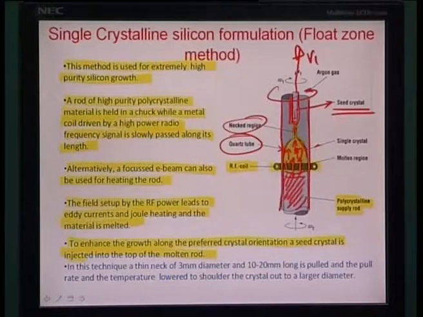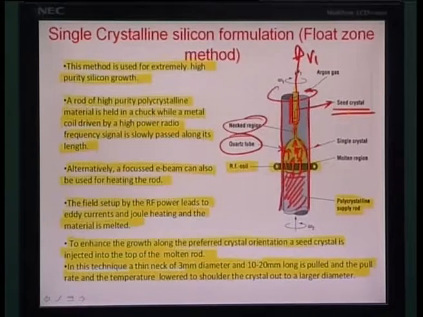molten rod, and in this technique a thin neck of 3 millimeter diameter and 10 to 20 centimeter length is pulled, and the pull rate and the temperature are lowered to shoulder the crystal out to a larger diameter, thereby making a large diameter crystal at the other end. Okay. Argon gas of course is flown through the tube for maintaining inertness and the non inclusion of oxygen or any other moiety into the crystal.